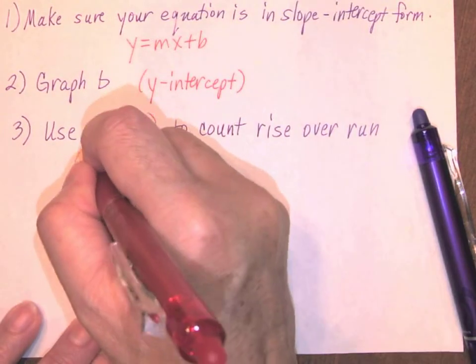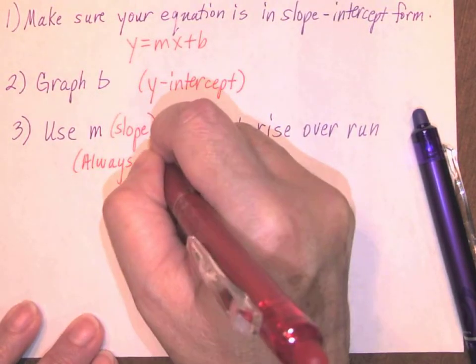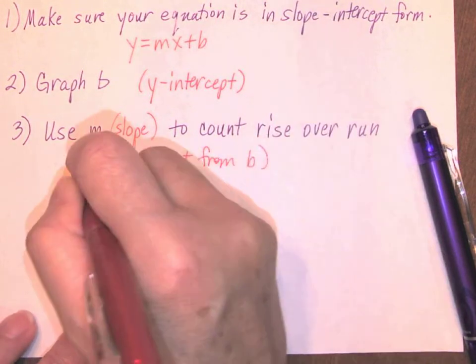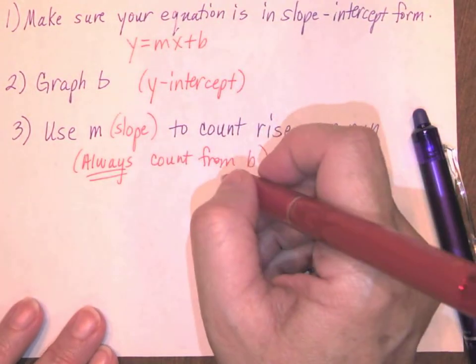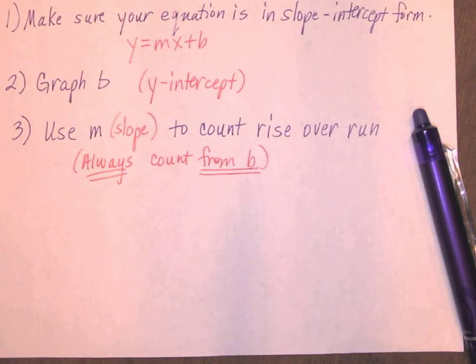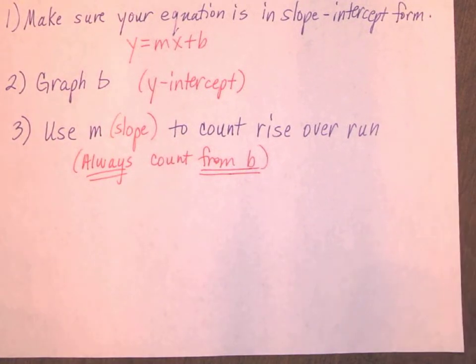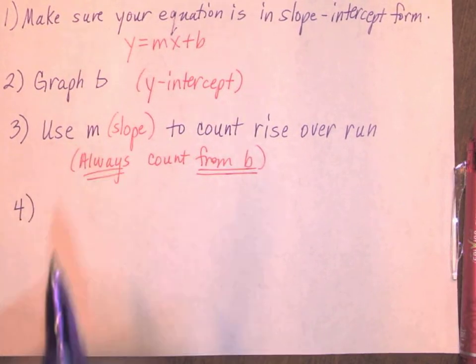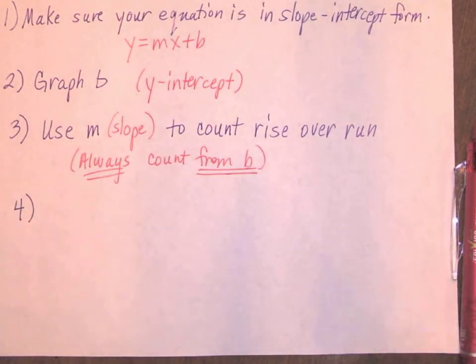Now, always count from B. Some people, I notice, will try to count from the x-axis. We don't count from the x-axis. When we start counting our slope, we count from B. The other thing I want you to do is look at your slope and see, is it positive or negative? Then think about the slope dude video we watched and think about which way your line needs to look. If you graph that line and you had a positive slope and it looks negative, you've done something wrong.